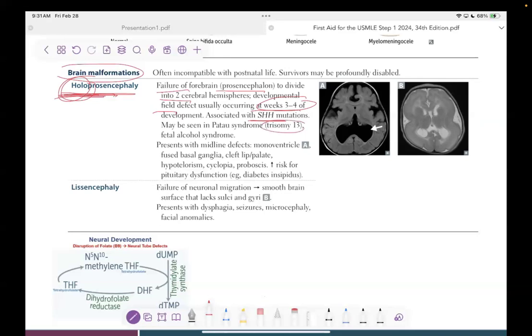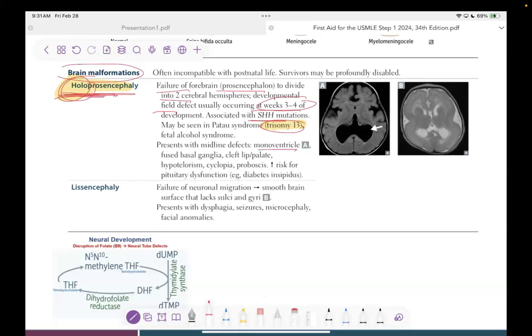You can also see it in trisomy 13. This is somewhat how you can see it in your questions about holoprosencephaly and its association with trisomy 13, which is called Patau syndrome. And in Patau syndrome, all the defects are in the midline. So it is not difficult to remember, because whenever you see a picture of a baby with Patau syndrome, you see that all the defects are in the midline, and holoprosencephaly is also a defect in the midline. It presents with midline defects, monoventricle.